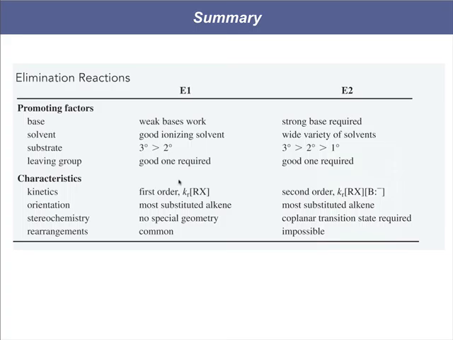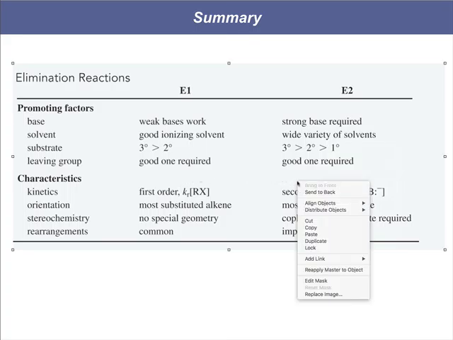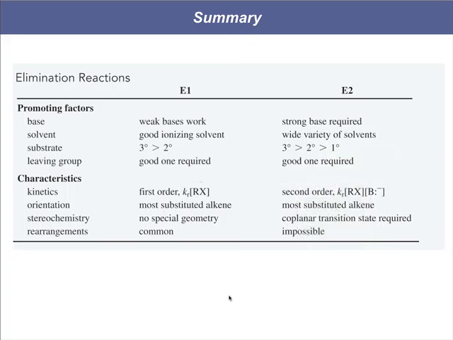E1 has first order kinetics, E2 has second order kinetics. That shouldn't be surprising. In both cases, you get the most substituted alkene. Both of these elimination pathways follow Zaitsev's rule. E1 does not require any special geometry, whereas E2 requires a coplanar transition state. Rearrangements are common for E1, like they were for SN1. They're impossible for E2, like they were impossible for SN2.